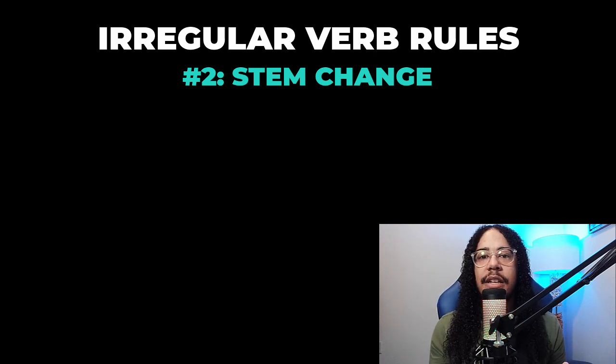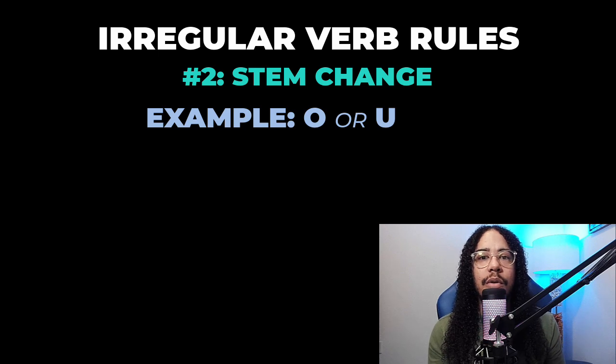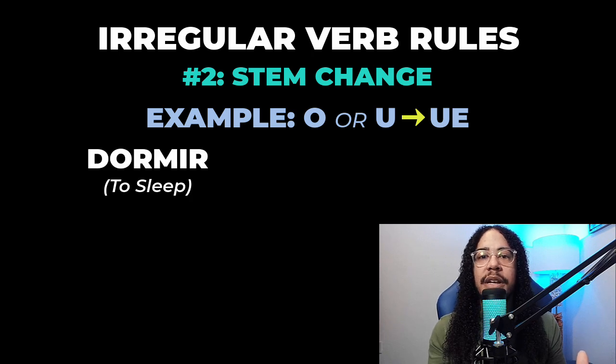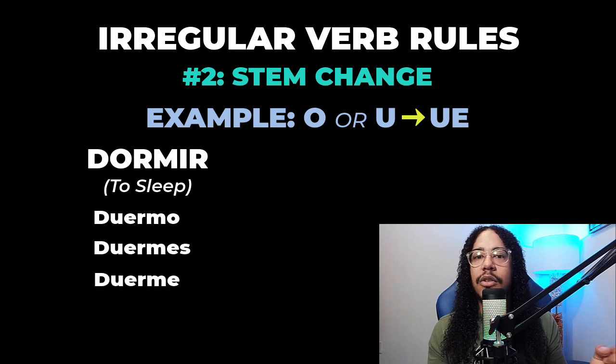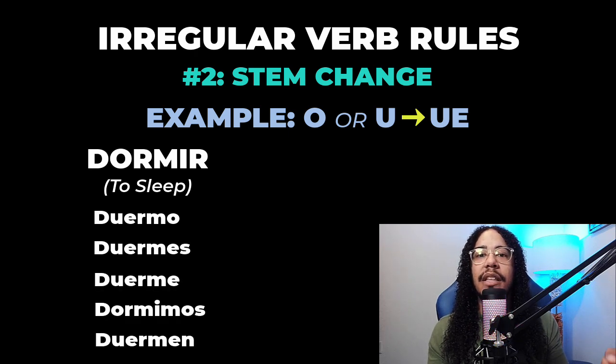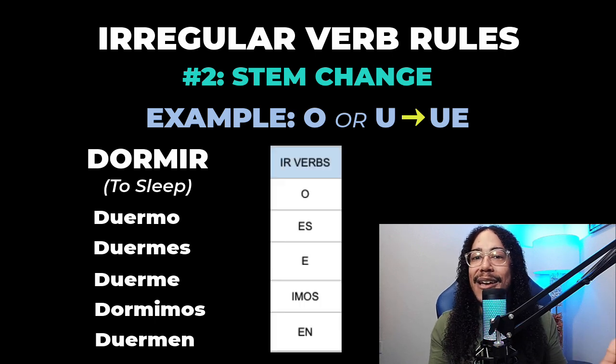You'll also see that some verbs that have o or u in the stem change to ue, like the verb dormir, which means to sleep. The conjugations are duermo, duermes, duerme, dormimos, and duermen. You still see the same endings, o, es, e, imos, and en, and those are all the regular endings. But the stems change from o to ue in every form except nosotros, because nosotros always acts regular.